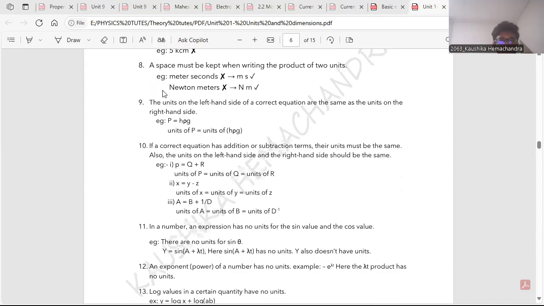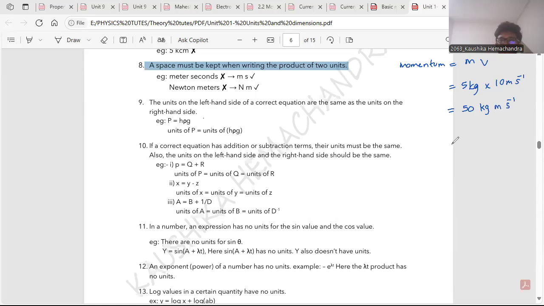Then the eighth one: a space must be kept when writing the product of two units. So when I wrote about momentum, that's mass into velocity, no? Let's say it's 5 kilograms into 10 meters per second. When you write the final answer, 50, the kilogram and meters and seconds should be separated by spaces. Even when you write m s minus 1, it's not good to write them too close together.